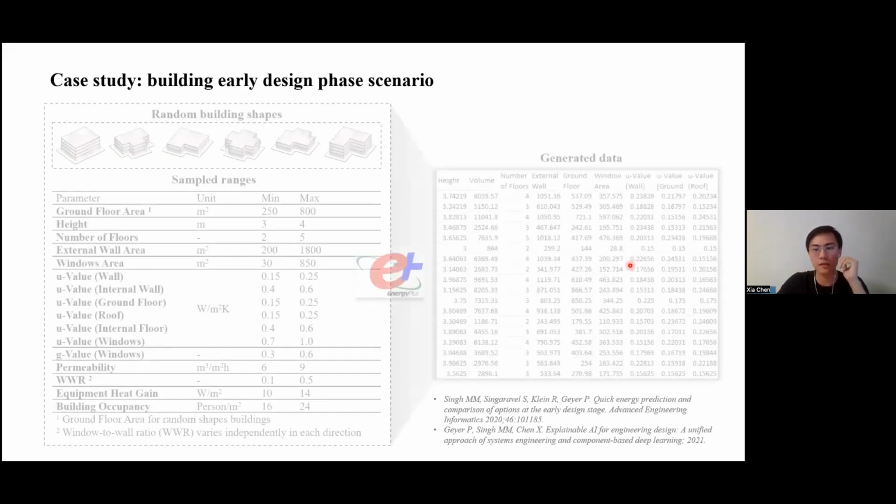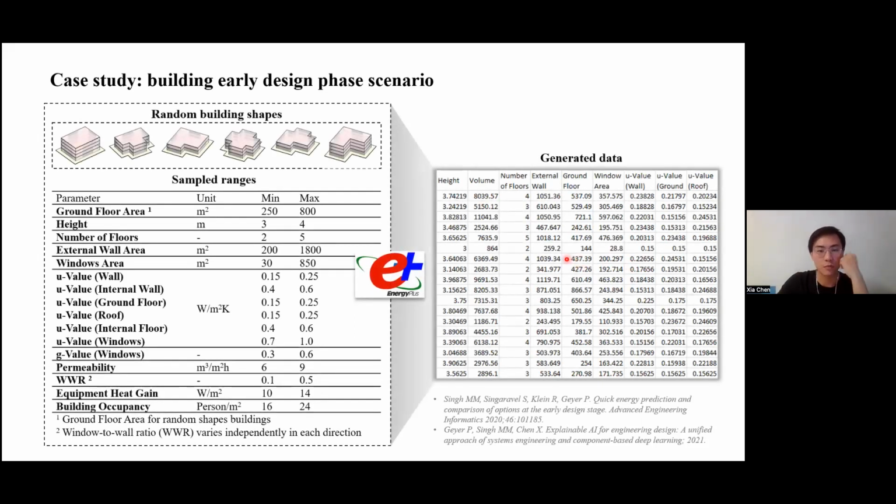This data set is from our previous research, which contains 1,000 simulations in various scenarios. We use EnergyPlus to generate the data in the climate zone of Munich, Germany. And here is an illustration of the different shapes of different building scenarios in these 1,000 simulations, and the parameters and their sampling ranges.